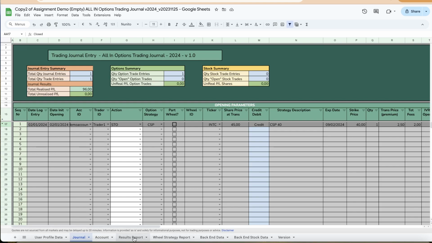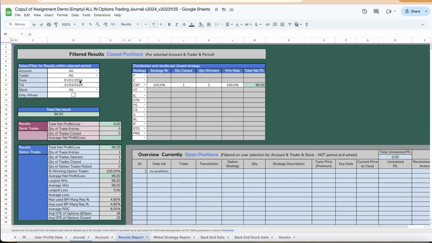So if I go to the results report, as you can see, I've selected all the accounts, all the traders, and all kinds of stocks, for a period from the 1st of this year till the 31st of March.